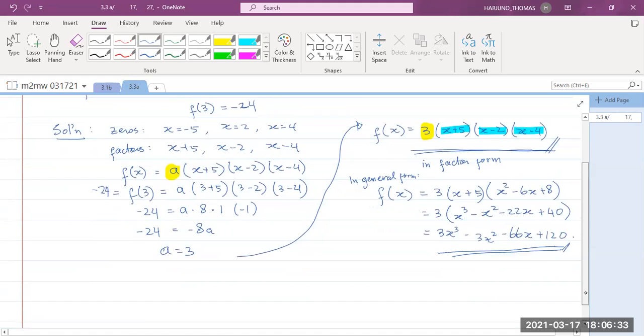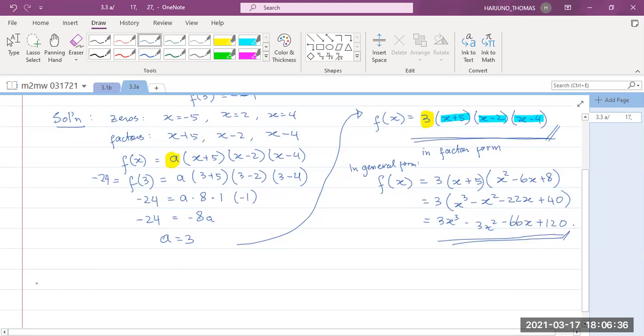For number 2. Number 6, similar question, but this time they give us degree is 3. The zeros are x equals negative 3i, x equals 3i, x equals 4. And extra condition, f of negative 1 equals 50. Now find the polynomial. Find f(x).